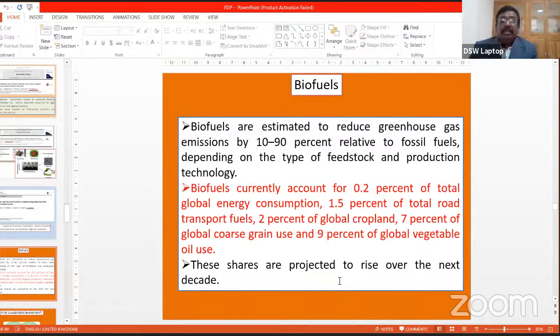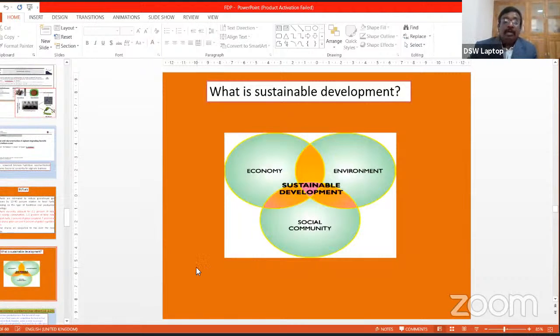As I told, biofuel is estimated to reduce greenhouse gas. When we depend on biomass, particularly algal biomass, there is an immense scope of reducing greenhouse gas emissions by 10 to 90%. For cropland, we have a lot of cropland, but algal biomass does not require a vast area, so algal biomass is suitable for energy production. Thus, algal biomass is a sustainable way of getting energy compared to terrestrial biomass.